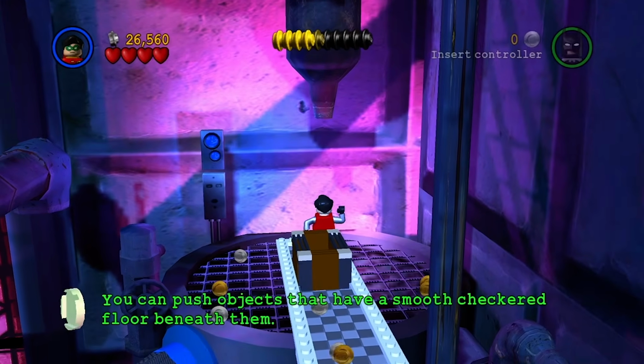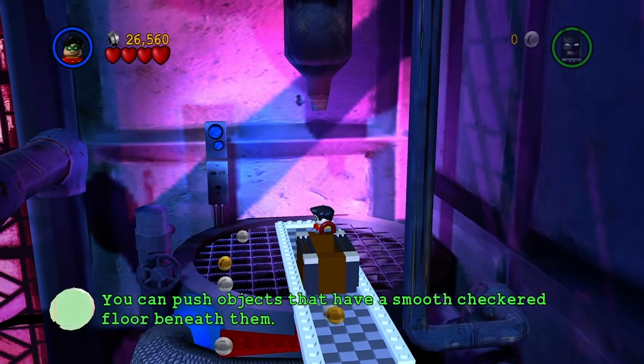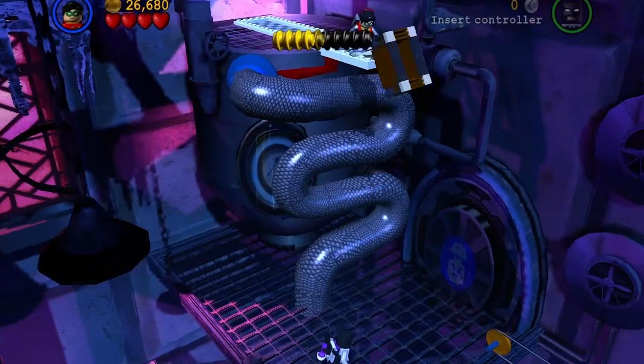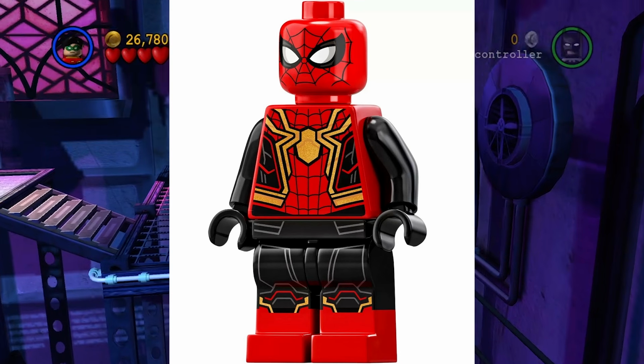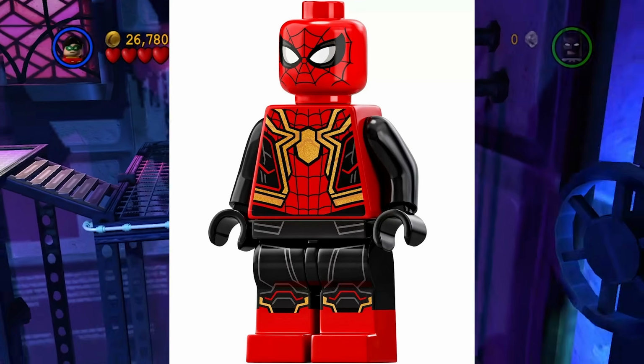I do feel like LEGO could have considered having a different character in the set instead of a slightly modified Electro, though, especially considering that the Spider-Man minifigure is the exact same from the previous Final Battle set.